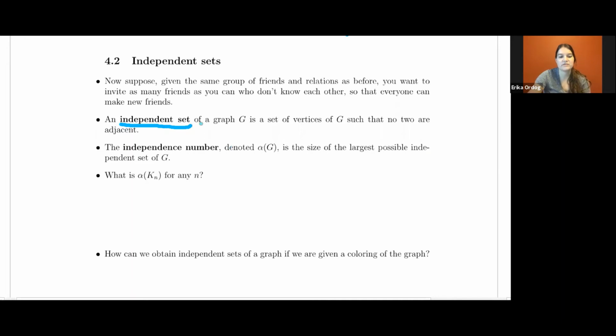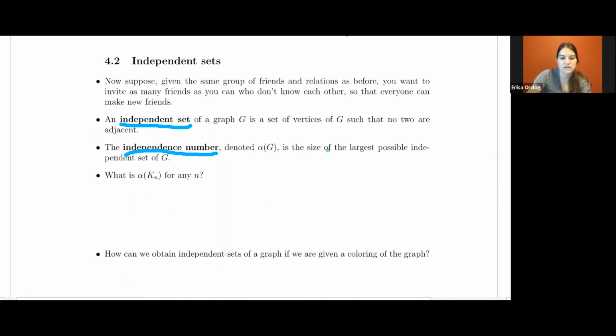Okay, so what we're looking for here is called an independent set. An independent set of a graph G is a set of vertices of G such that no 2 vertices are adjacent. So it's kind of the opposite of a clique here. And the independence number, denoted alpha of G, is the size of the largest possible independent set of G. Okay, so what's the independence number, alpha of Kn, for any n, where Kn is the complete graph on n vertices?